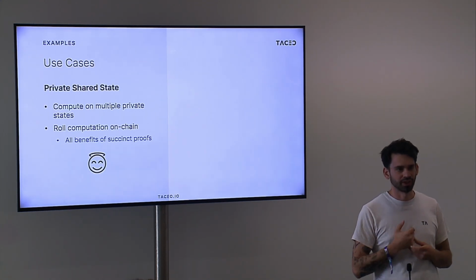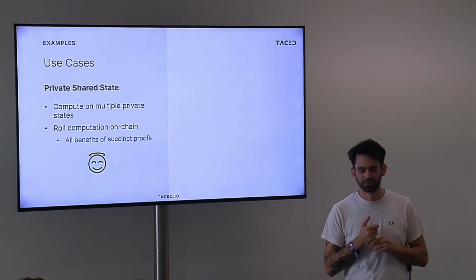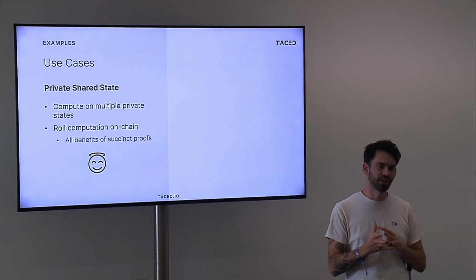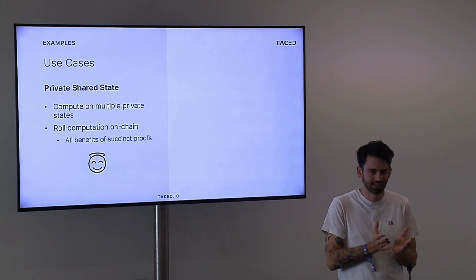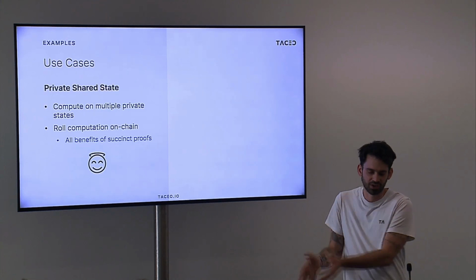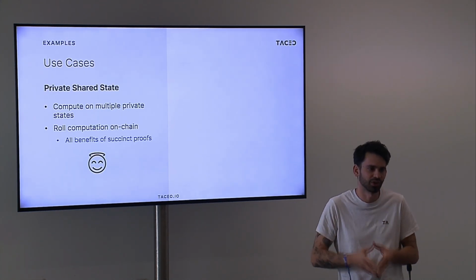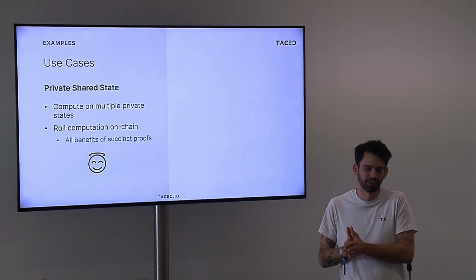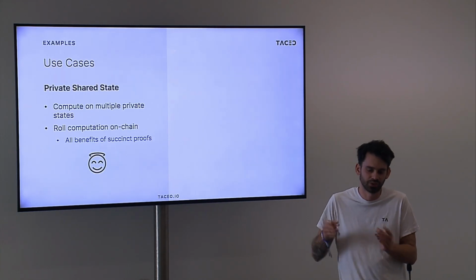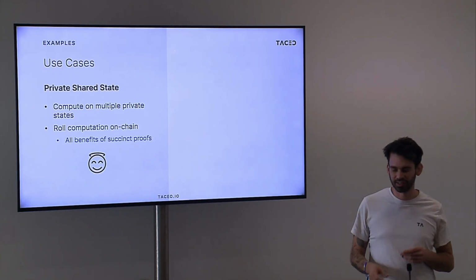So that's the first use case. We have all the benefits of succinct proofs, because the verifier doesn't realize that there is a collaborative SNARK rather than an ordinary zk-SNARK, since the proof at the end is just the same. So the verifier doesn't know, and we get all the benefits of succinct proofs.